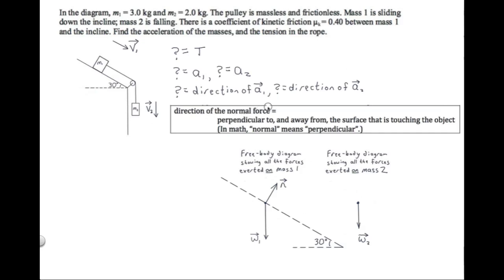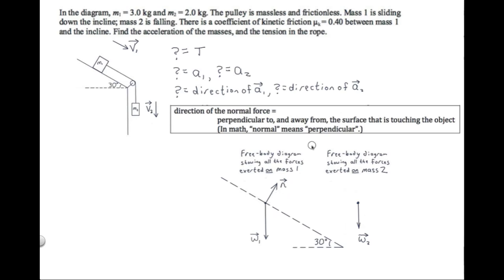The direction of the normal force should be perpendicular to and pointing away from the surface that is touching the object. So the direction of this normal force should be perpendicular to the incline, perpendicular to and away from the 30-degree incline. So we've drawn in this dashed reference line to represent the surface of the incline, and here's the direction of the normal force pointing perpendicular to and away from the surface of that incline.